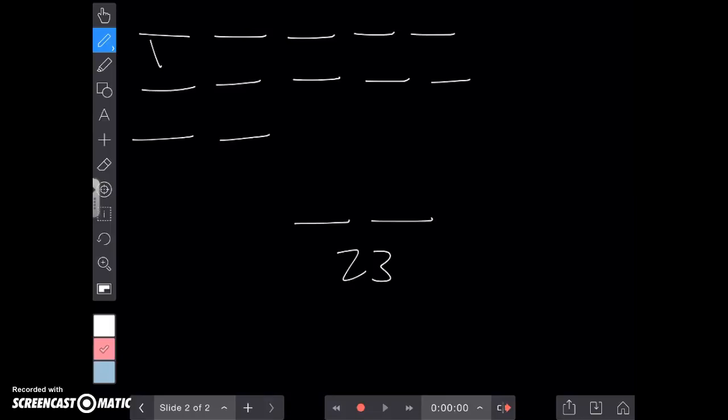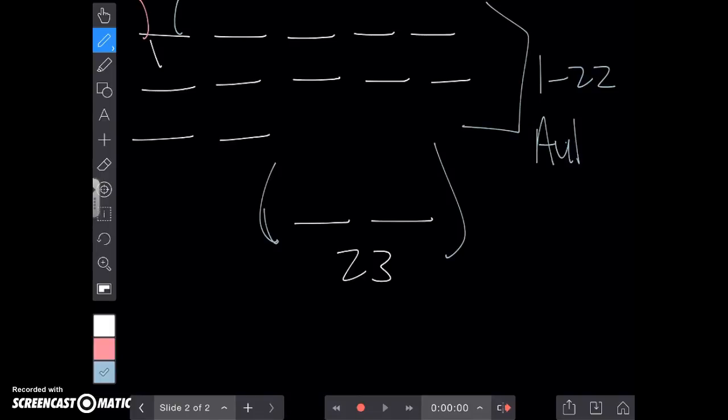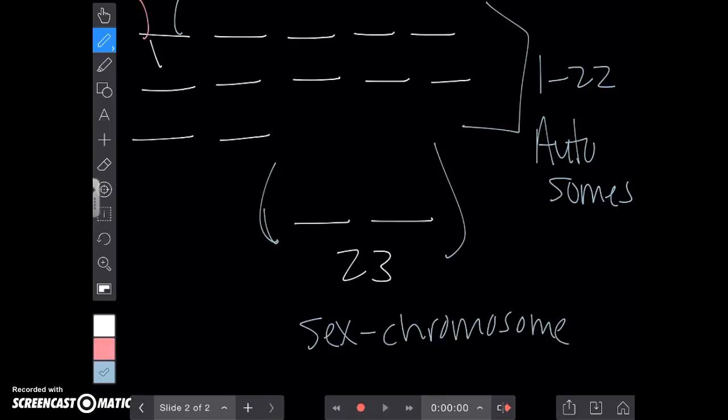We had 1 chromosome from mom, 1 chromosome from dad that made us diploid. Okay, we had that all the way along. And then we get down to the 23rd. Okay, all of the 1 through 22 are called autosomes. This one is called the sex chromosome. Okay, now this is the X, that is the Y. If I have 2 on the X, I have now a female.